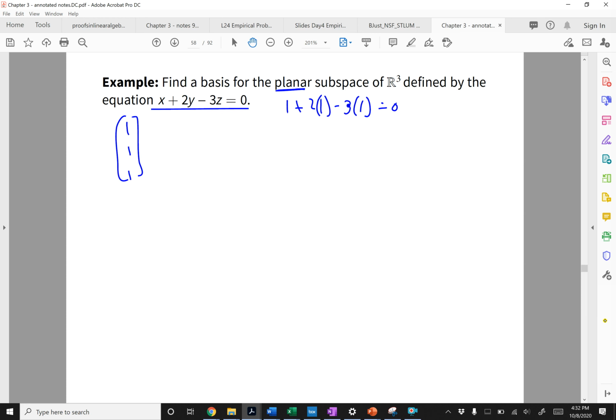Okay. So I need to find another one. What if I do 6, 6, 0, 2? So then I'd get a 6. My y's would be 0. So I'd get a negative 3 times 2. That would be a negative 6. So that would be another one.